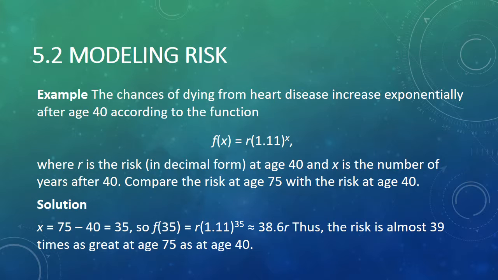Okay, so x is going to be 35. That is 75 minus 40. So we have r times 1.11 to the 35th power, which is 38.6 r. That means the risk is almost 39 times as great at age 75 as it is at age 40.